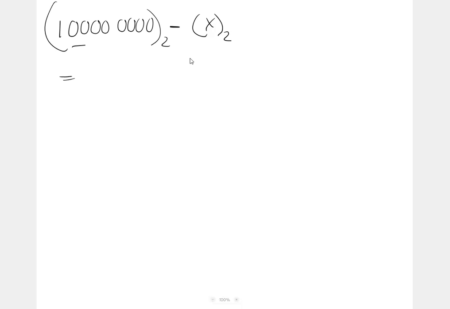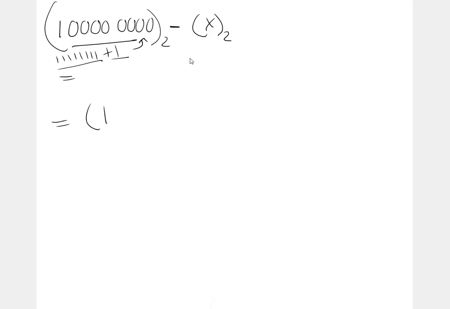So this number here can be broken up into 8 ones, and then we add the extra 1 to make it this number. So we can first subtract this x from these 8 ones, and then just add the 1 after that. It seems like a more complicated thing to do, but it turns out that it makes the process a lot easier. So let me rewrite what I just said.